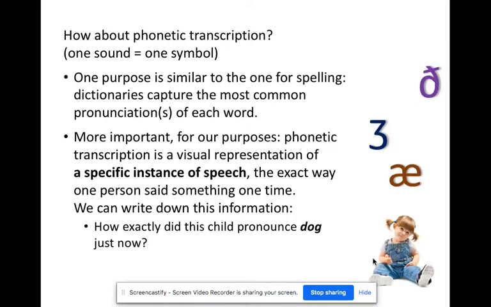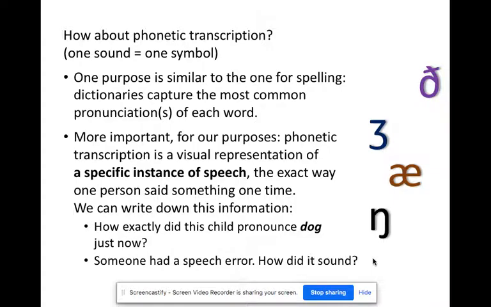For example, this child right here, how did she just pronounce the word dog? So, not the word dog in general, but how did she just say it? We are able to write that down. Or what if someone had a speech error? And in linguistics, we mean specifically that there was something you meant to say, it came out backwards.